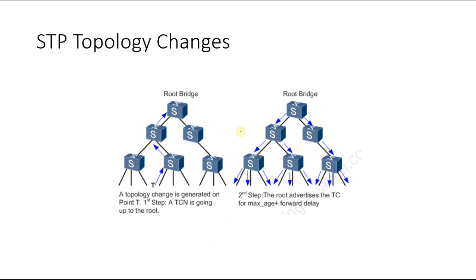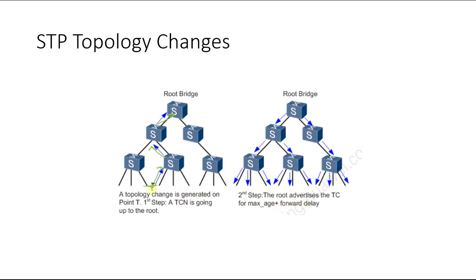This is the last topic about STP: the STP topology changes. As you can see here, we have topology changes. A topology change is generated at point T. The first step, the change is going up to the root bridge. The second step, the root advertises the topology change for max age plus forward delay.